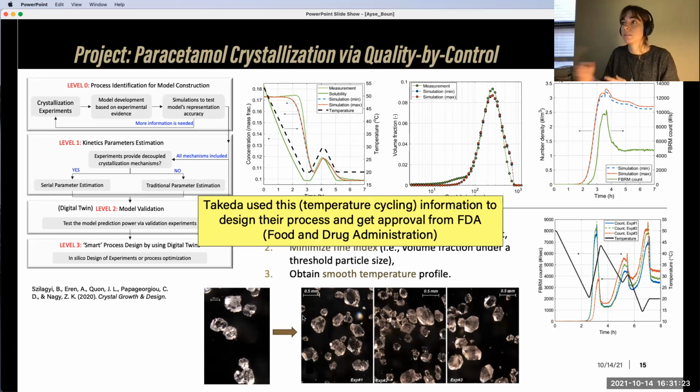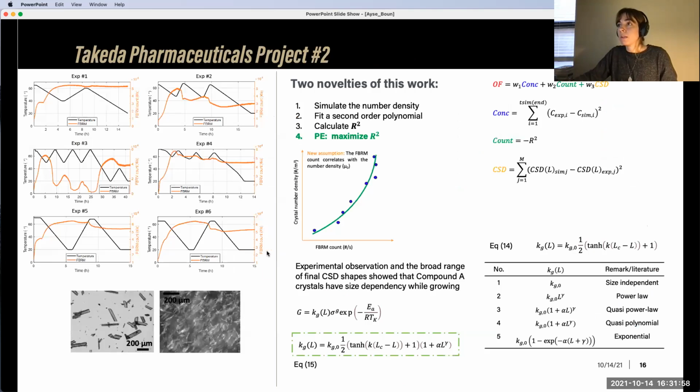And actually, Takeda people liked it very much because they didn't have the understanding of temperature cycles. Because one more important thing about temperature cycles, they help you a lot to grow your crystals. And they implemented it in their real system to produce a cancer drug. And then they got approval from the FDA in the US, because you need that approval basically to produce a drug, to make it commercial. So yeah, that was very nice to see, like, oh, I did something and it was actually useful. And then they decided on working with us more and more.